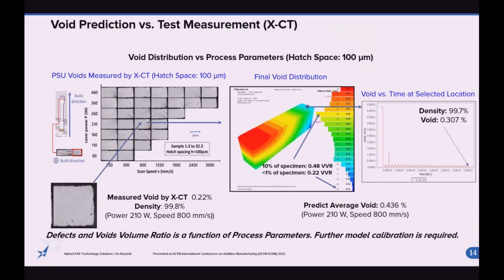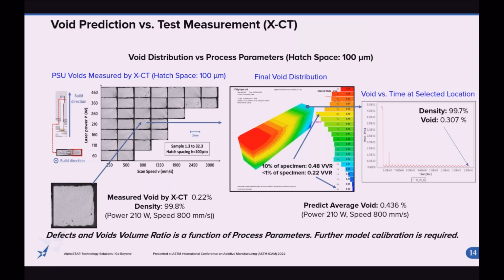Here's a prediction of voids versus physical test measurement. Void distribution, again as a function of the process parameters at a fixed hatch space specification, comparing our simulation versus physical measurement. And first cut analysis on the 50 layer specimen showed reasonably good agreement. Remember, the test data is taken from the full test build with a specific location in mind, and we were showing general behavior and patterns that come up with the analysis of the tool set.